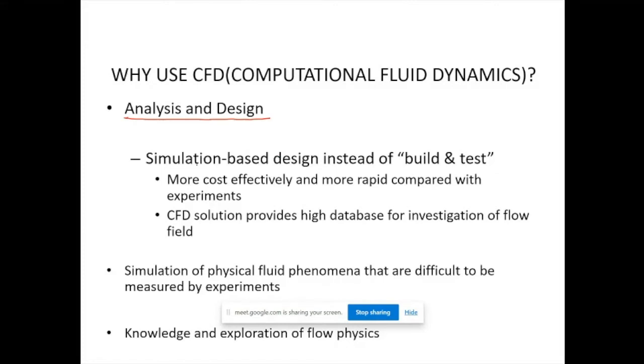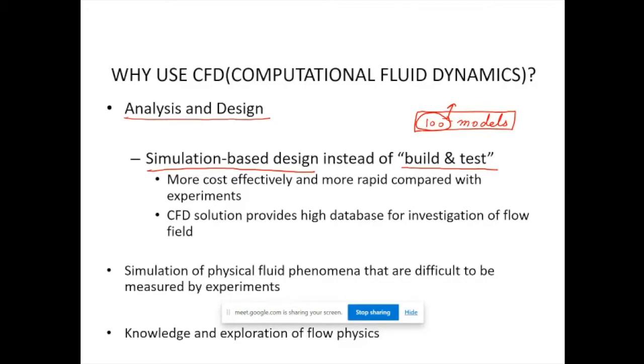Now, simulation-based design instead of build and test. What is the meaning of this? Suppose you have 100 models of any design of any component. If we are going for the model test, you have to do model testing of the hundred models. Once you do the model testing, then only can you get the feeling of which model is basically giving you the best result.